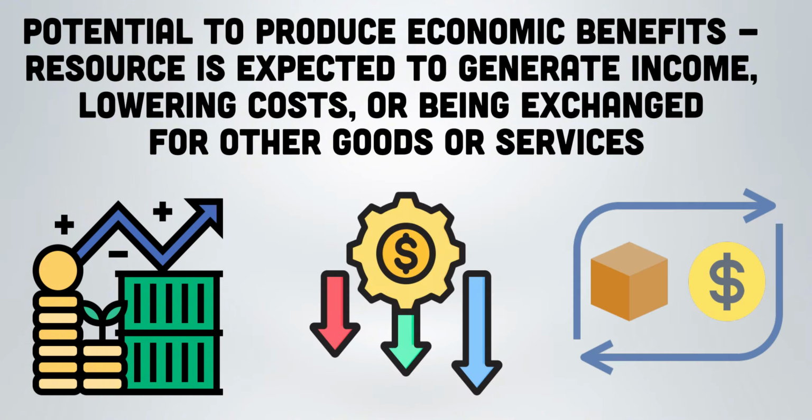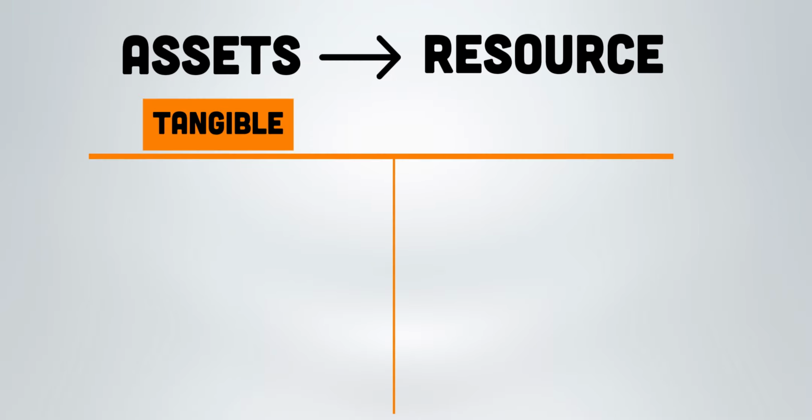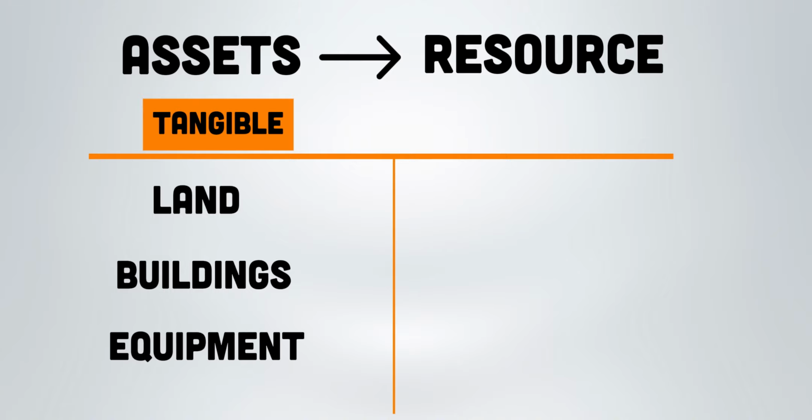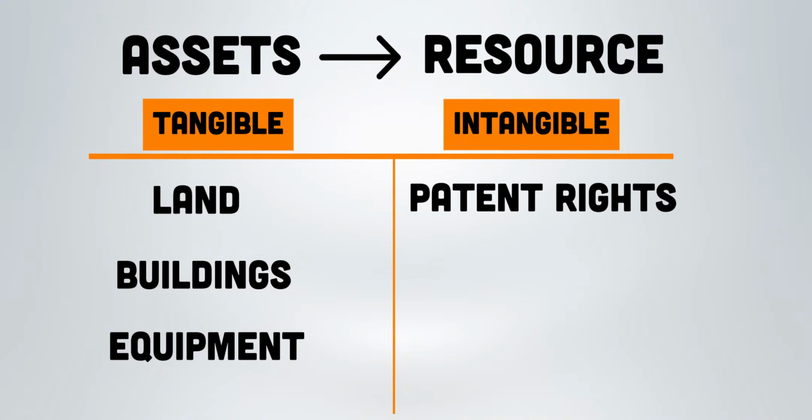other goods or services. You got to note that assets, aka the resource, may be tangible, which means it has physical characteristics such as land, buildings, and equipment, or intangible, assets without physical existence, such as patent rights or legal claims. So let's take a specific example and apply the definition.